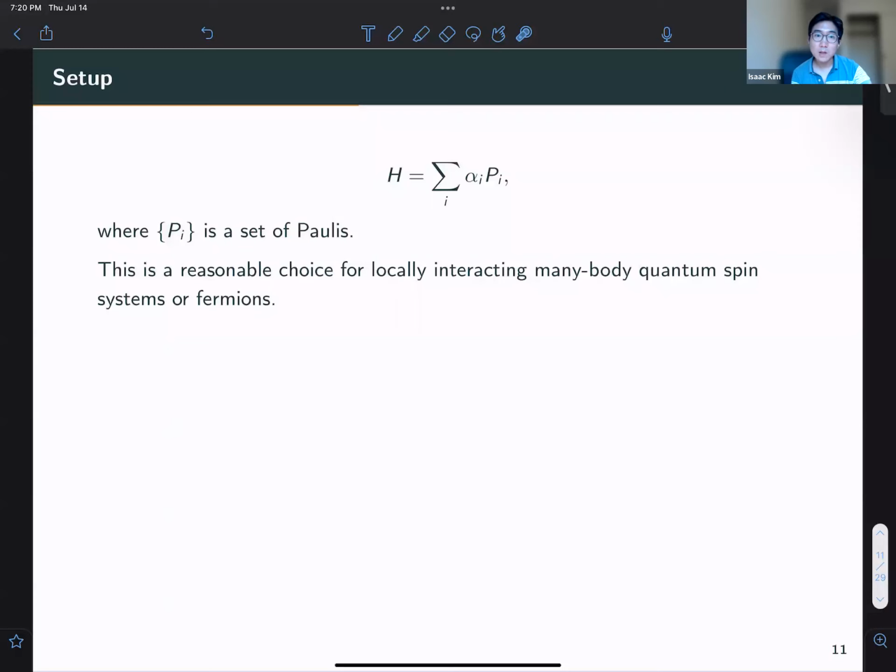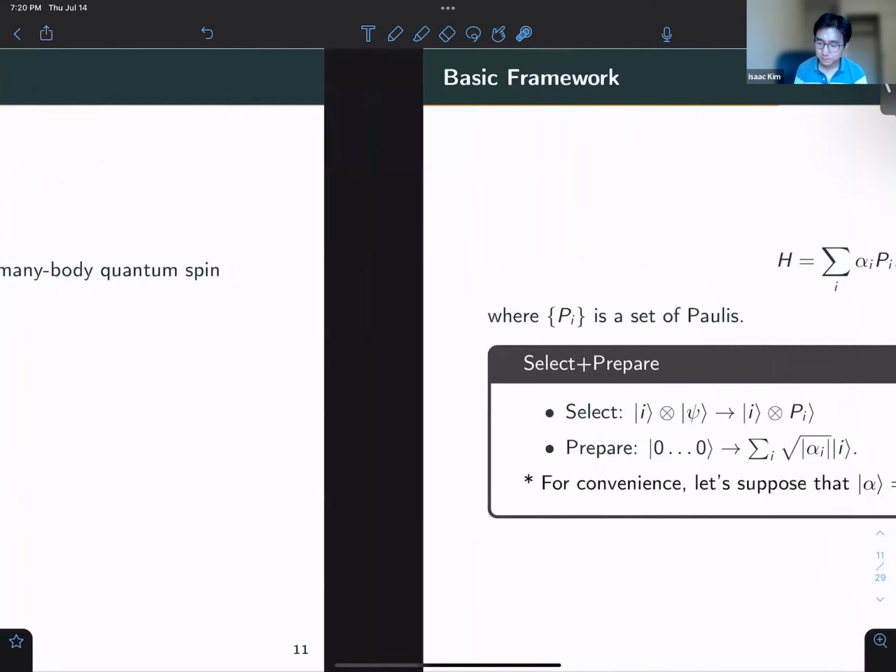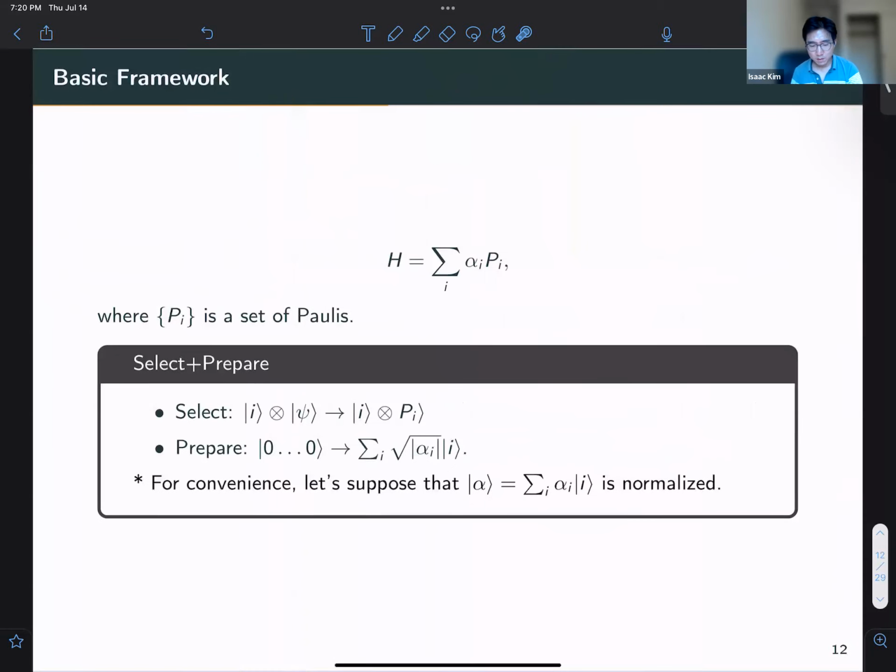And also, if it's a system consisting of fermions, there's a mapping that maps fermions into quantum spin systems. After you do that, for most of the constructions in the literature, you end up getting a Hamiltonian of this form. So it's a form that covers a lot of cases. So this is the starting assumption. Okay, so, oops, typo.